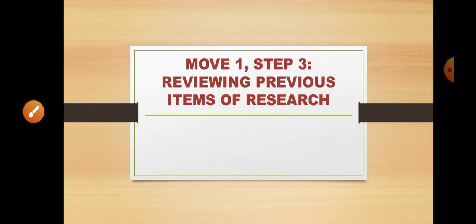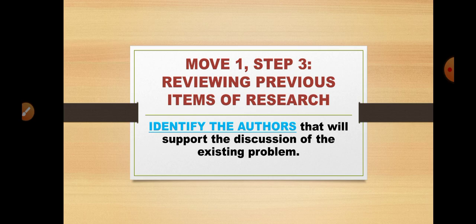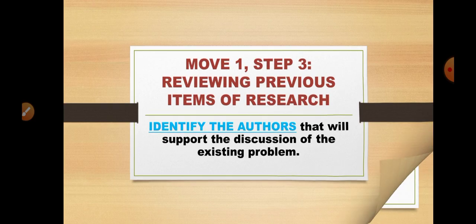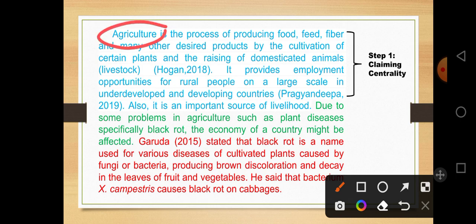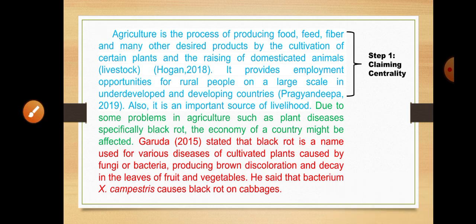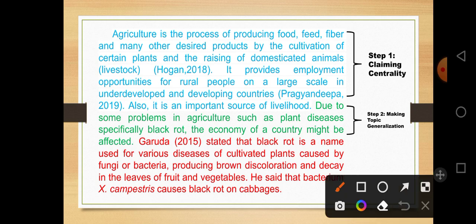Okay, and this third step of writing the move one will be known as reviewing previous items of research. In this part, you will have to identify the authors that will support the discussion of the existing problem in your step 2. Okay, so after we accomplish these three steps in writing the move one, we can combine them in a single paragraph so that it will look like this. Okay, so we have here the first step, claiming centrality, where we discuss agriculture as our general area and research. Then we have the second step, making topic generalization.